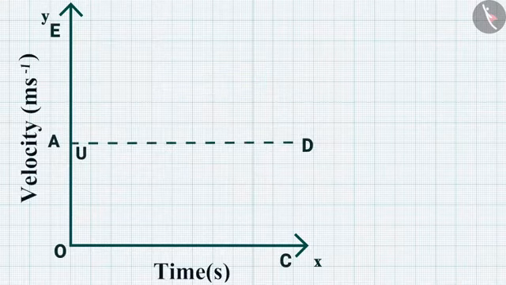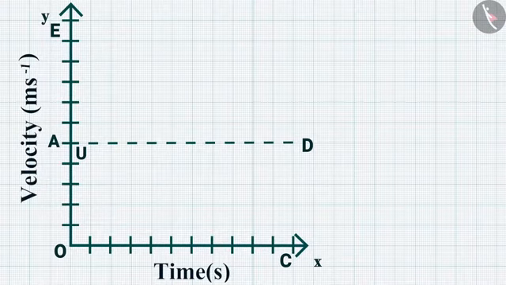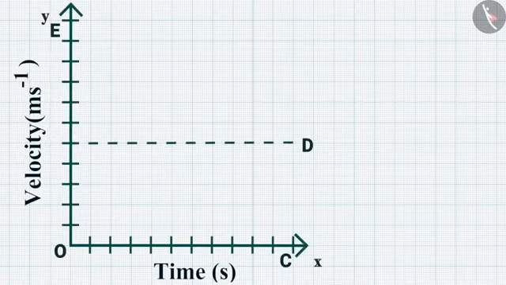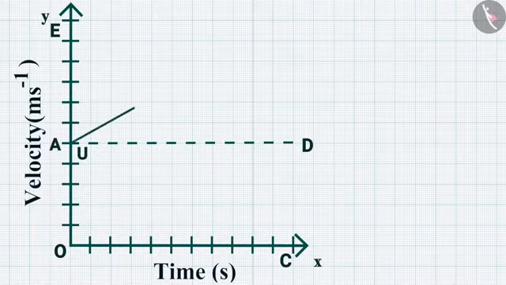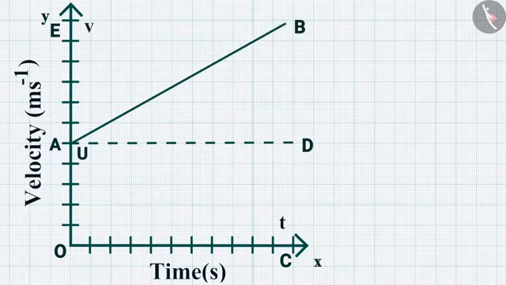Consider this velocity-time graph, where time is taken along the x-axis and velocity is taken along the y-axis. According to this graph, the object starts at point A with an initial velocity of u and moves with uniform acceleration. And the final velocity is v, marked at point B in time t. Let the change in velocity at a uniform rate be a.